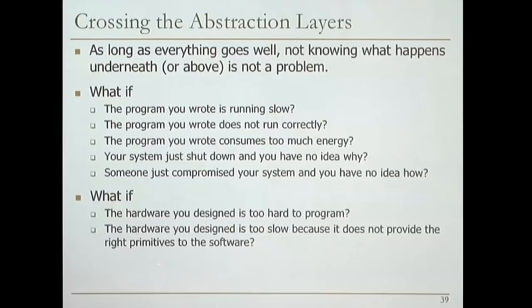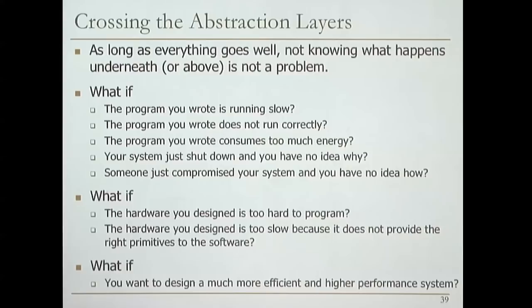And on the flip side of it, what if the hardware you designed is too hard to program? If you don't know what's going on at the higher levels, you may easily design something that's too hard to program. What if the hardware you designed is too slow because it doesn't provide the right primitives to the software? The programmer wants to execute deep neural networks, and you're putting things in there that have nothing to do with accelerating them. Right? That's one other example. And maybe you'll become irrelevant after that as a hardware designer because you don't have that mechanism. Okay, and what if you want to design a much more efficient and higher performance system? That's when you need to really cross the abstraction layers.